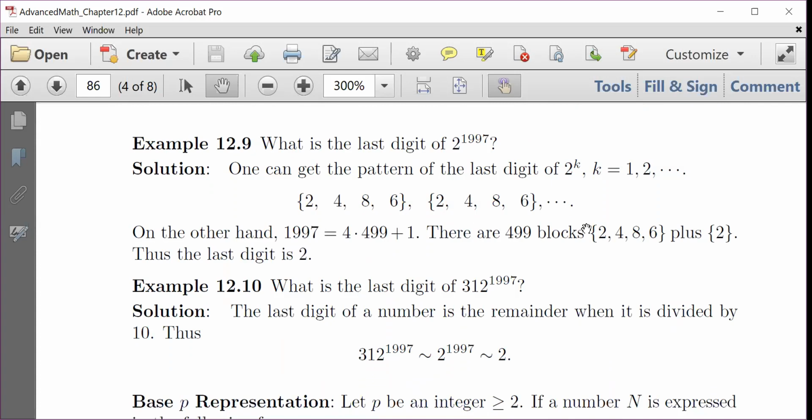So my next topic, which is probably the last topic, is to discuss the base P representation of numbers. Why do we have to discuss that? We human beings normally use a base 10 system to describe numbers, and we introduce 10 digits: 0, 1, 2, 3, 4, 5, 6, 7, 8, 9. So total 10 digits. The reason is because we have 10 fingers.